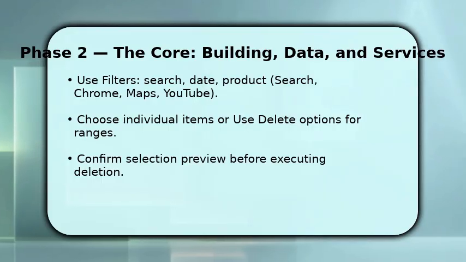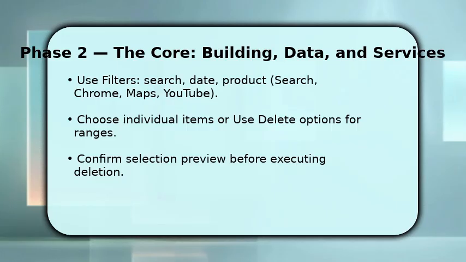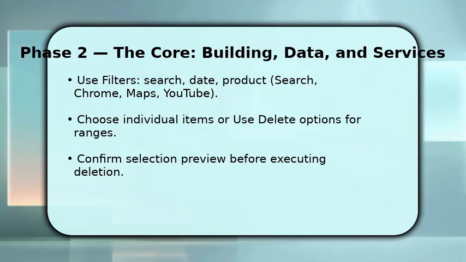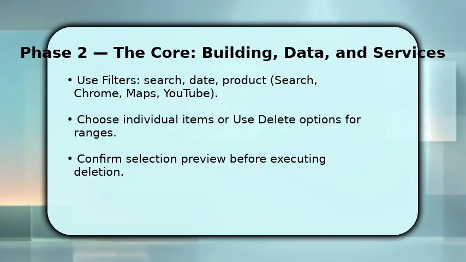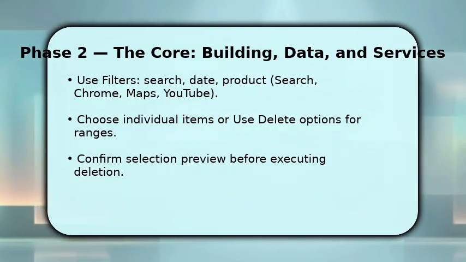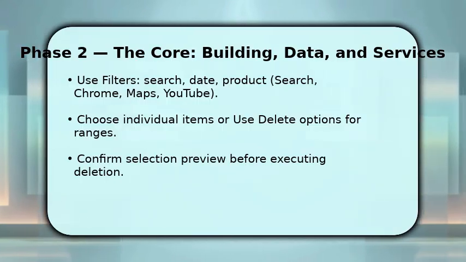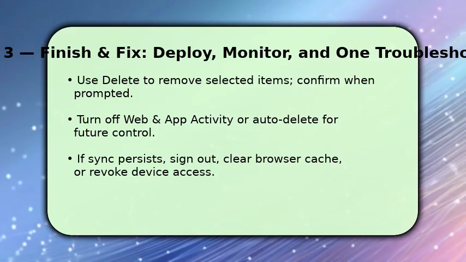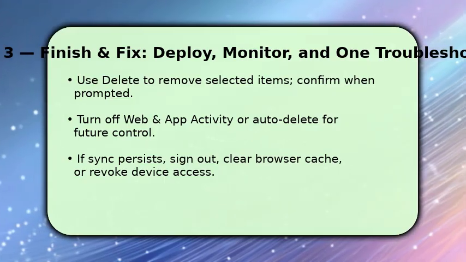You can tick individual items for targeted cleanup or tap Delete and pick a range like last 24 hours or all time. Choosing a range is faster, but more destructive. Make sure to preview the filtered items so you know what will be removed, because deletions can't be reversed through Google's interface. Now execute the deletion and confirm the prompt. Google will remove those records from your account.